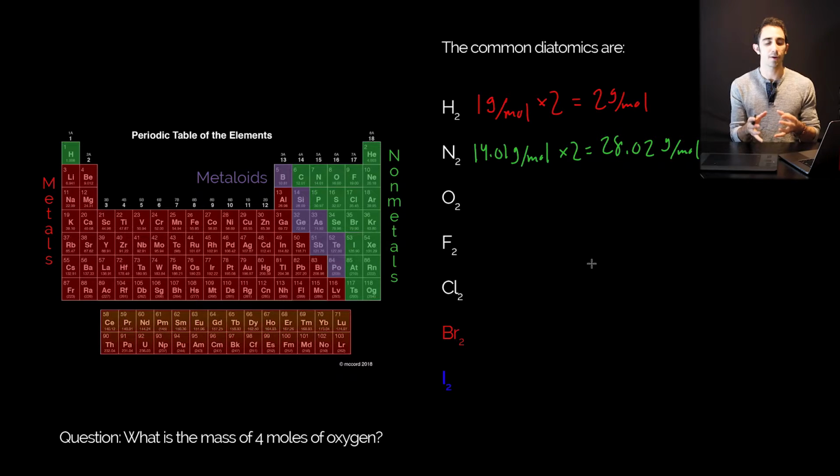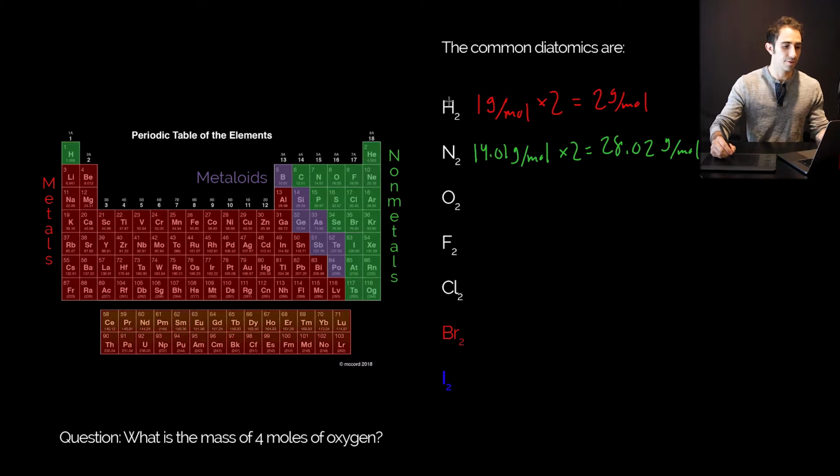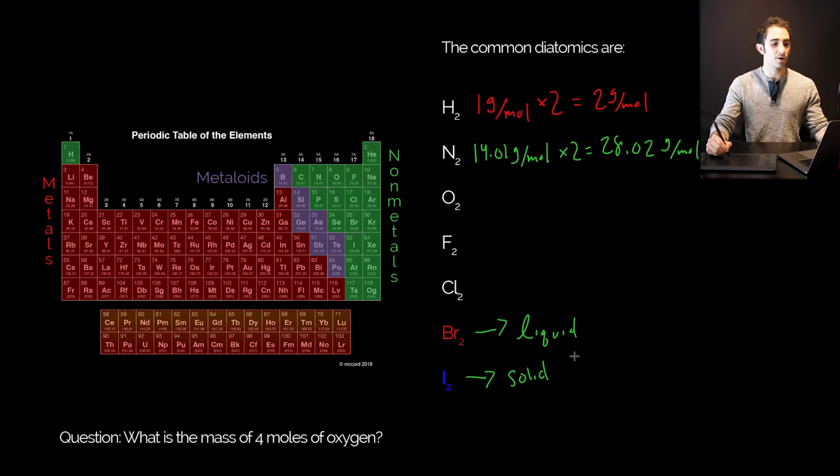One other thing that you might want to know is that everything from hydrogen to chlorine, so hydrogen, nitrogen, oxygen, fluorine, and chlorine, these are all going to be in the gas phase. And then bromine and iodine are the only ones that are not. Bromine is going to be actually a liquid. Iodine is going to be a solid. Now, these are all going to be covalent bonds.